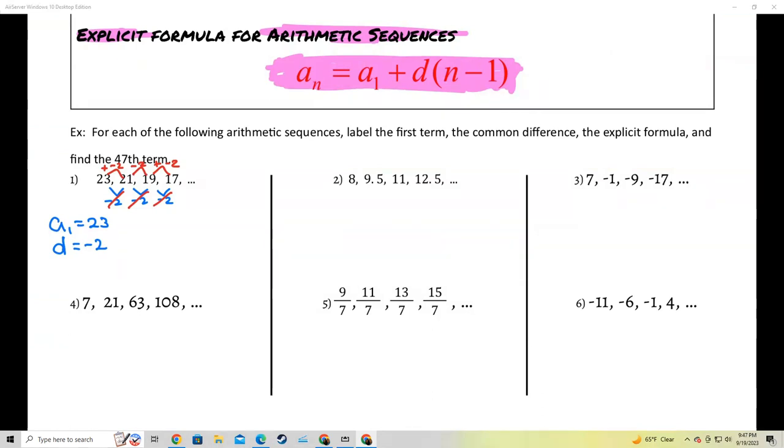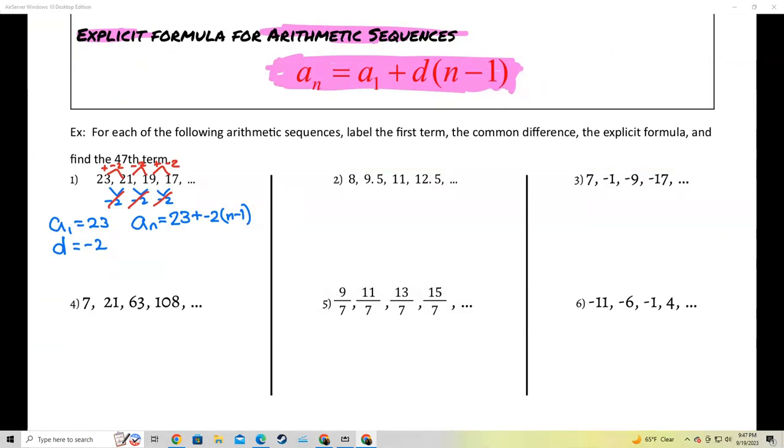The explicit formula is going to be a sub n equals, according to the formula, my first term. What's my first term? It's 23 plus my common difference, which is -2 times n minus 1. There is my formula for the explicit formula. All right. So what that's telling you guys is basically if I want to get any term, I just got to plug in my n. Remember that I want to find the 47th term.